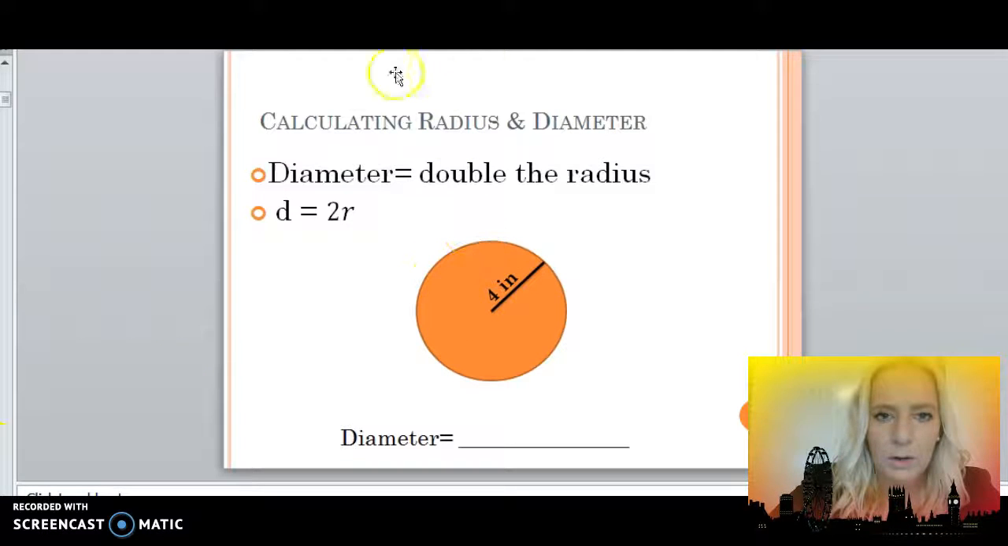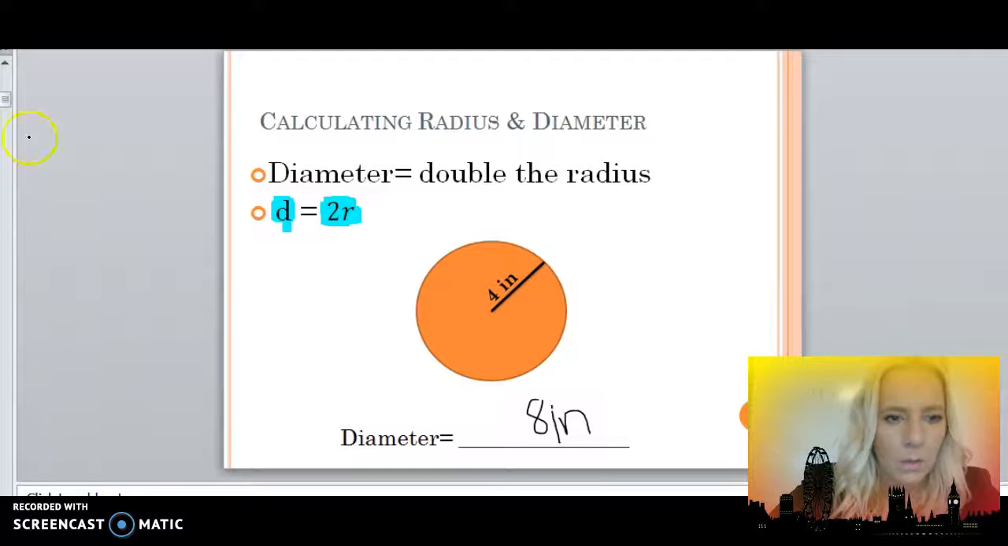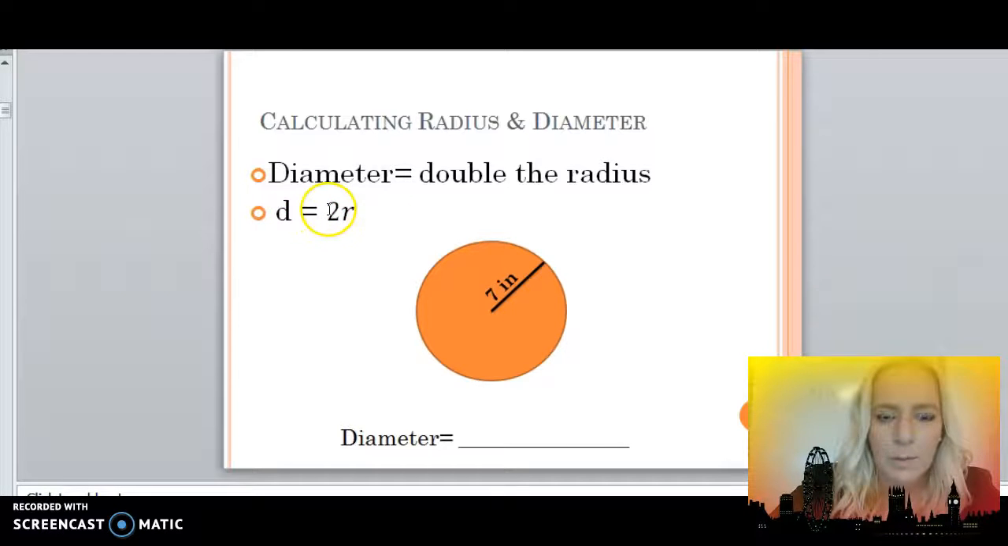In this example here, our radius is 4. Again, diameter is 2 times radius. So 4 times 2 would be 8 inches. We'll look at one more example. Again, diameter is 2 times the radius. So 7 times 2 would be 14 inches.